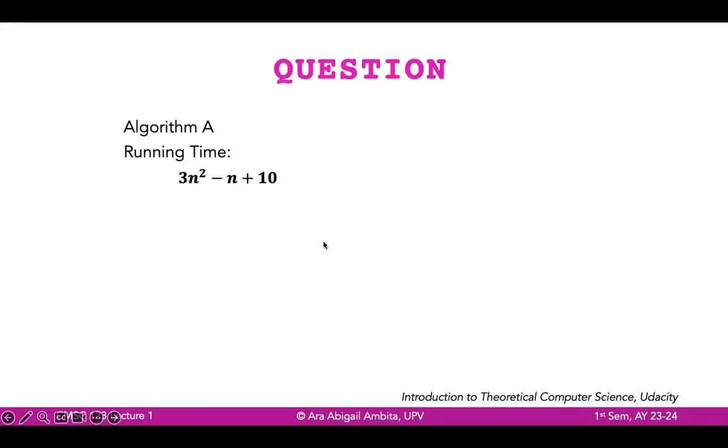So what about this one? Algorithm A has a running time of 3n squared minus n plus 10. And algorithm B has a running time of 2 raised to n minus 50n plus 256. Look at both. If you replace the input n with a really large value, that means you have a really large input size, which one would give us a better running time?